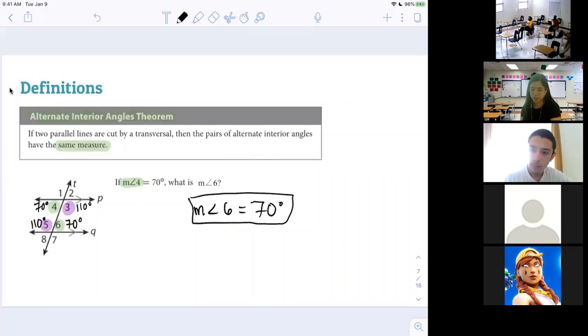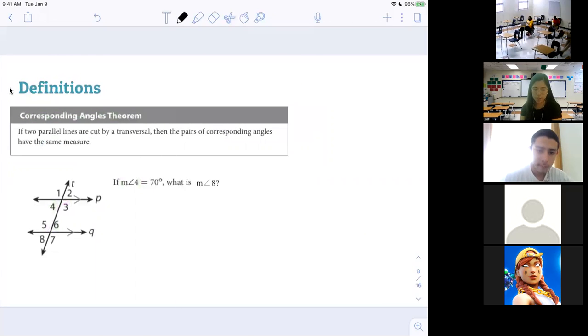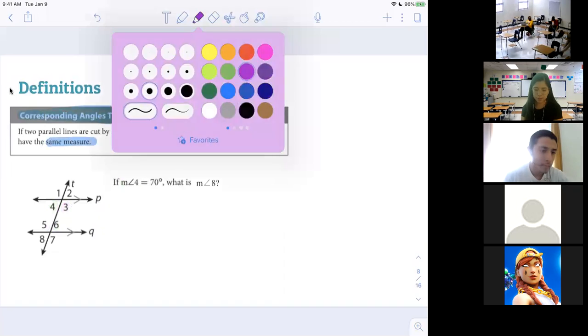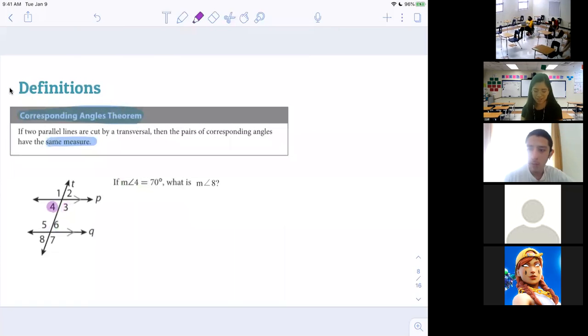Cool, cool. What about corresponding angles? All right. Who would like to read my theorem for corresponding? Tyrone, go ahead. If two parallel lines are cut by a transversal, then the pairs of corresponding angles have the same measure. We can't hear. I heard him. Want me to shout like this? Yes. Okay, fine.